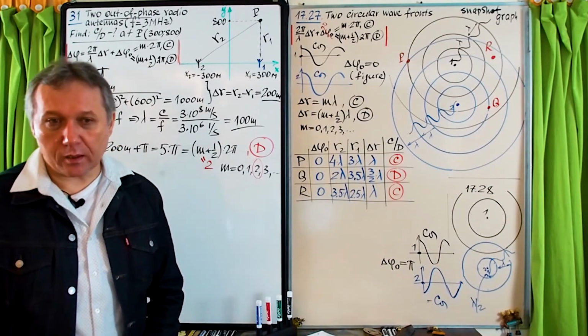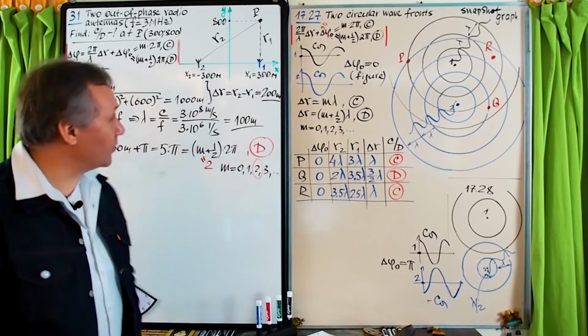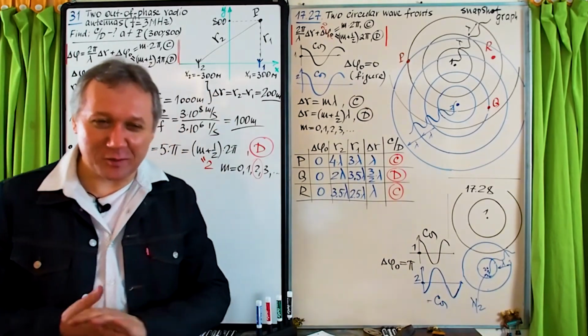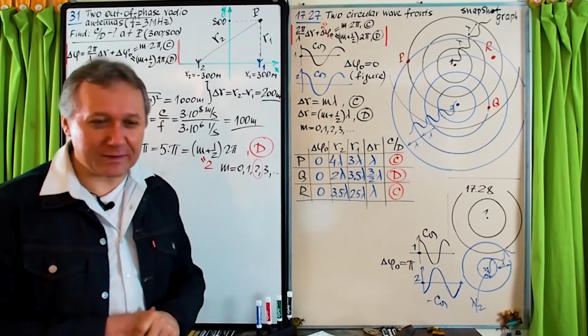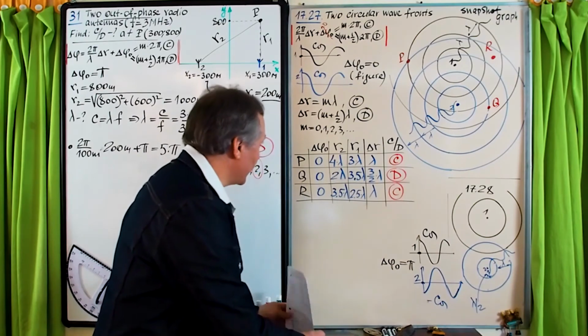Now we can switch to interference of light. Actually, this was also light, right? But low frequency radio waves. We usually don't call that light. These radio waves are low frequency electromagnetic waves.